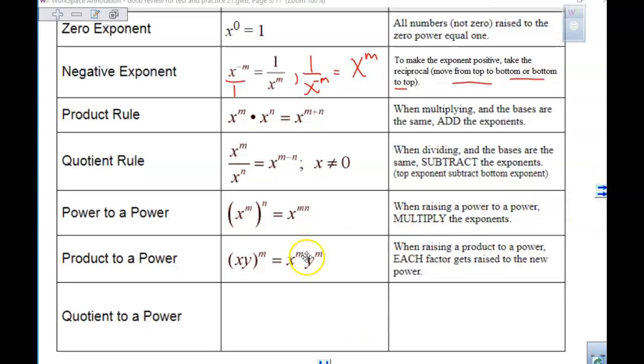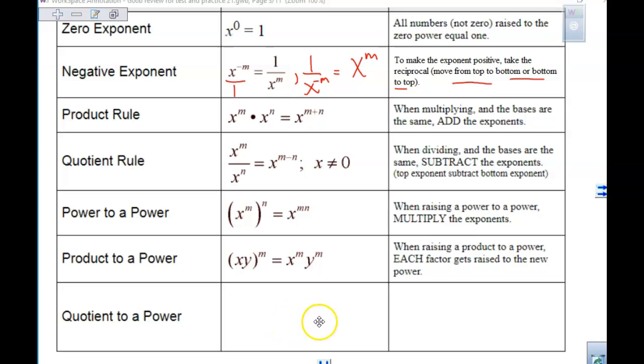So as I am looking at this, I have (xy) to the m power. That's going to equal x to the m, y to the m. What does it mean in words? Raising a product to a power. Each factor gets raised to the new power.